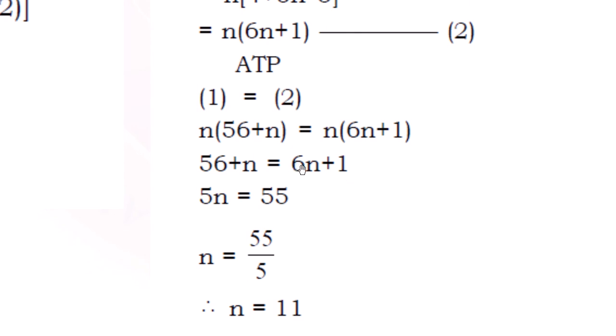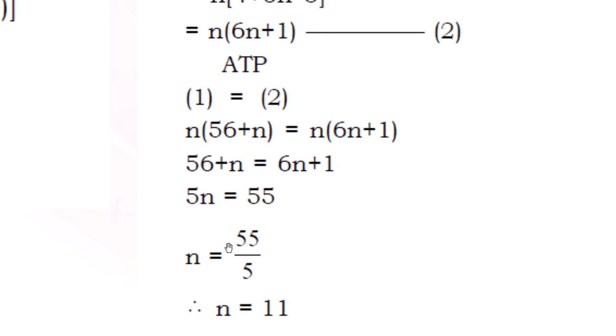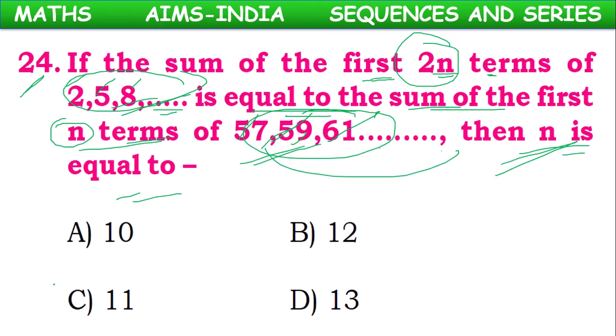Or if n comes this side, 6n minus n equal to 5n. If 1 goes that side, 56 minus 1 equal to 55. Or n equal to 55 by 5, which is equal to 11. So 11 is the answer.